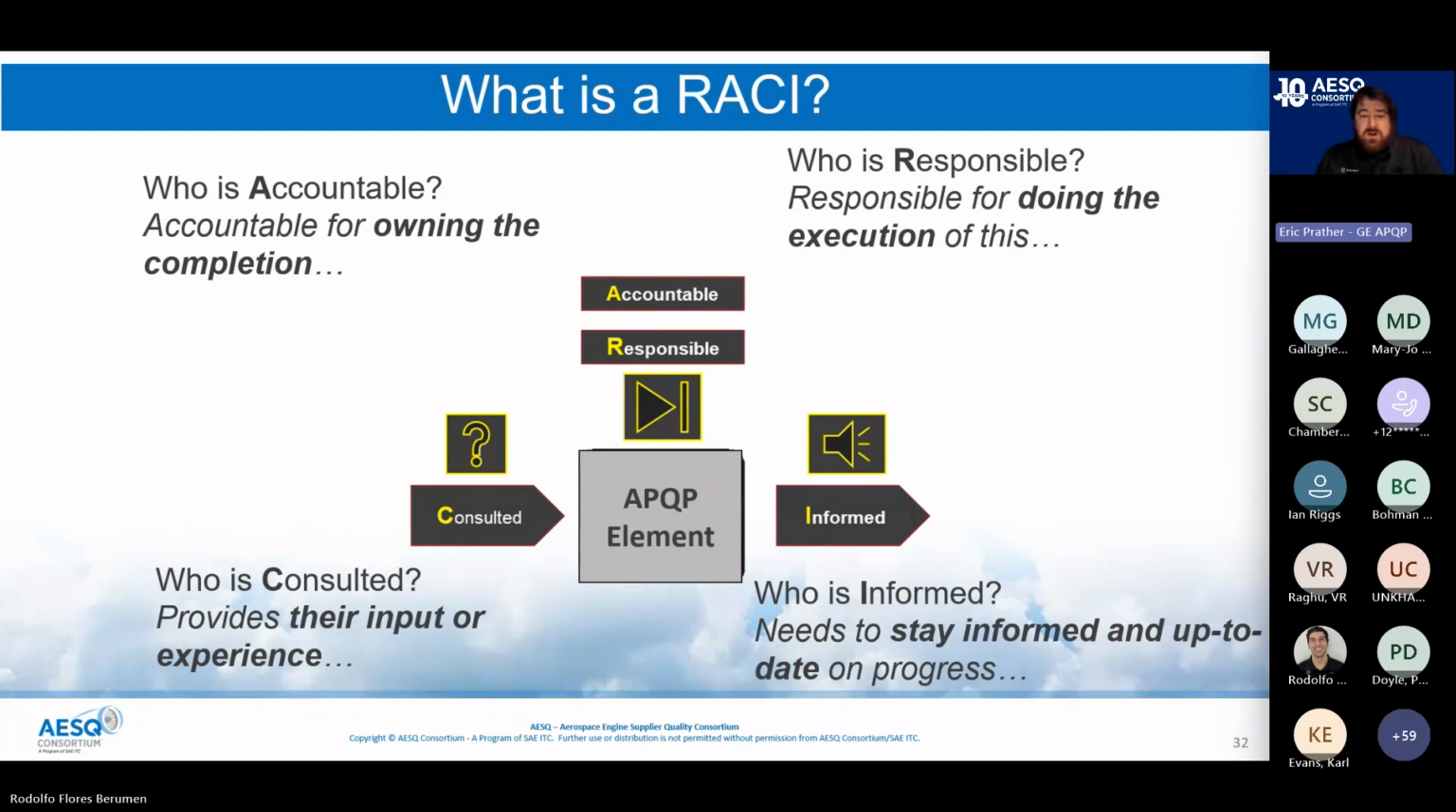Consulted is more someone will tag in. They're going to contribute and they're going to do some of the work, but they're not necessarily as critical to getting things done as the responsible. And then informed is going to be maybe your project managers or project leads who need to know the status, but they're not doing the work. They're usually in a bigger role. If we want to jump to the next.